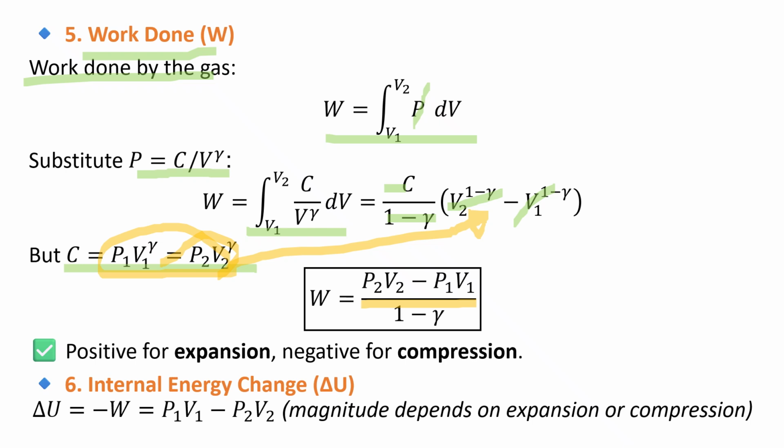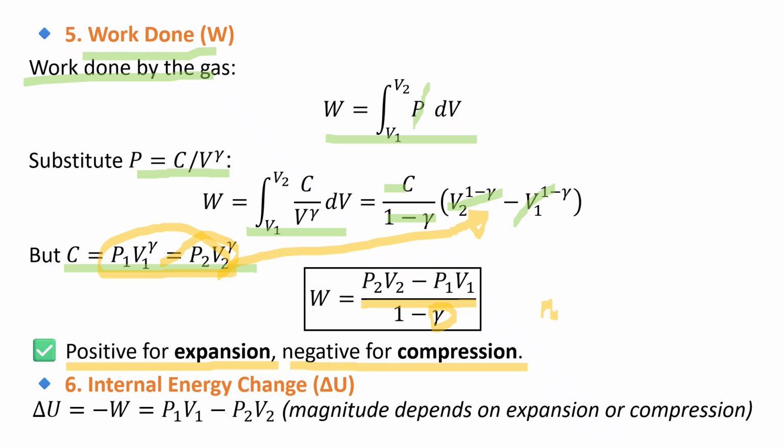If you recall, we get a similar kind of equation for the polytropic process, where instead of gamma, N was there. The equation was P2 V2 minus P1 V1 divided by 1 minus N. So simply we get the similar equation, only this N is replaced by gamma. This W is positive for expansion process and negative for the compression process.